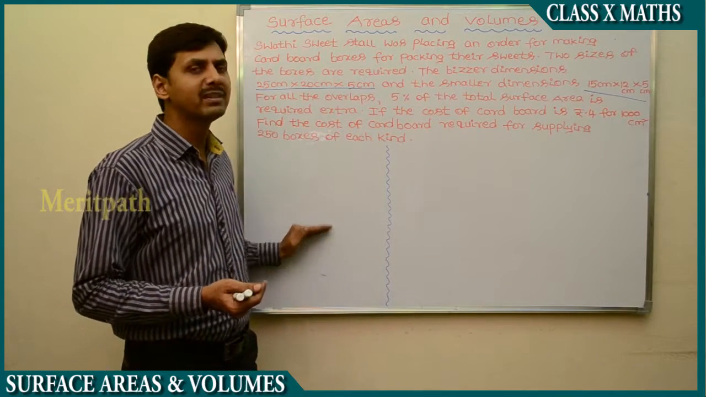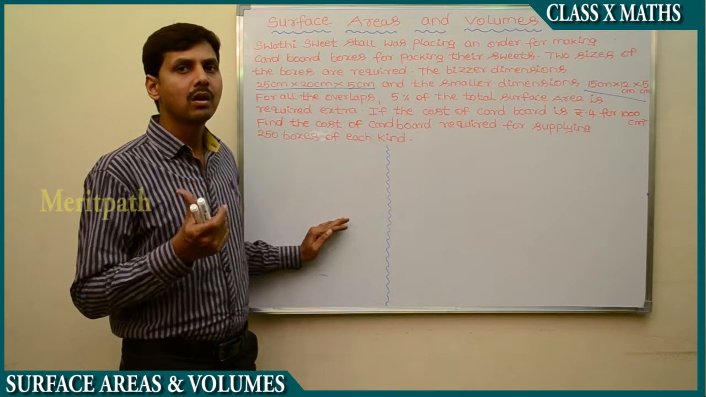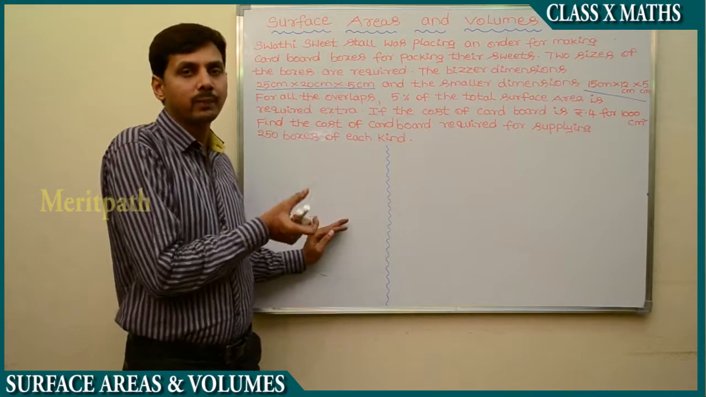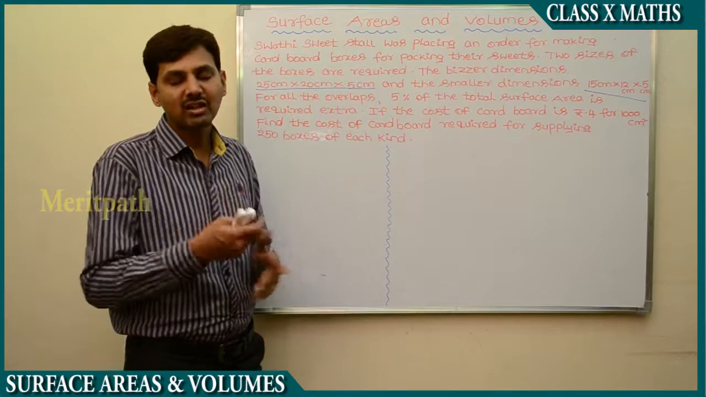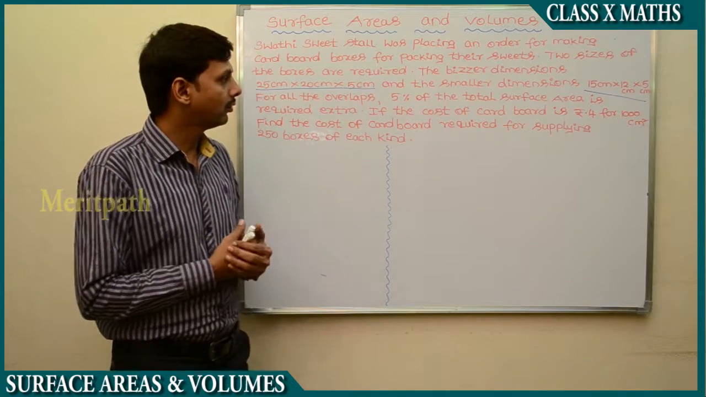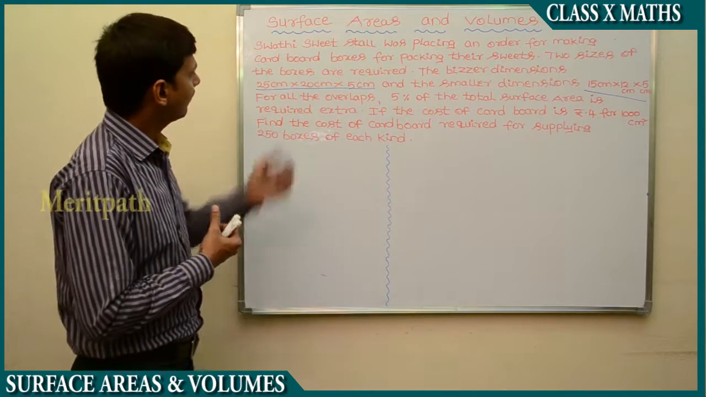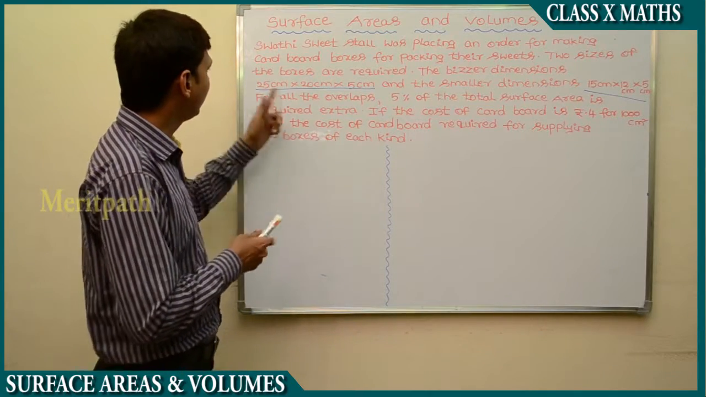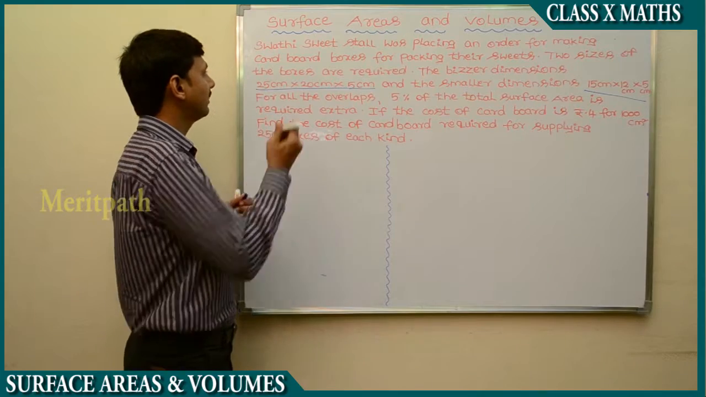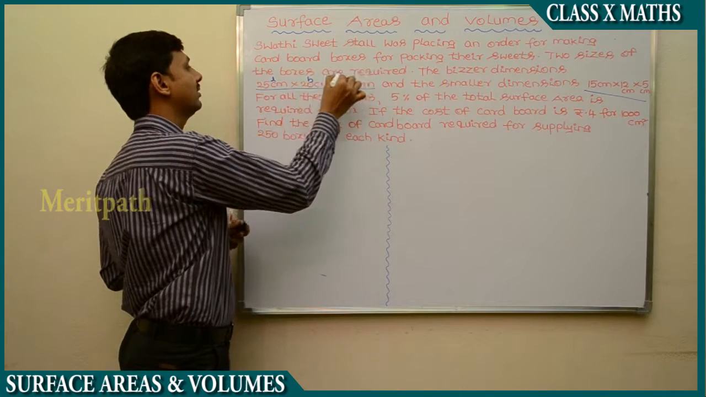So how many centimeters square we get, let us see. For 1000 centimeters square it is 4 rupees, so we'll multiply and do the calculations. Okay, so let's start with the larger dimensions. The bigger dimensions of the box are L, B, H: length, breadth and height.